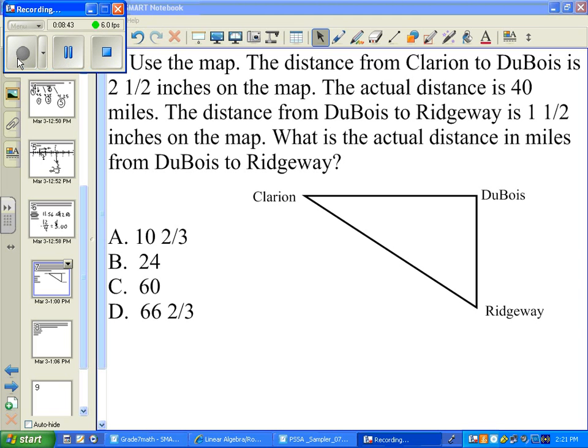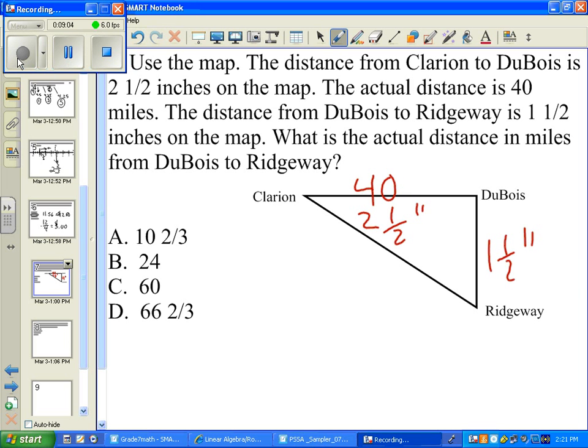I was having trouble, I had to reorient the board. From Clarion to Du Bois, we're told it's 40 miles. And we're also told that this distance on the map is 2.5 inches. We're told that from Du Bois to Ridgeway is, on the map, 1.5 inches. We want to find out what the distance is from Du Bois to Ridgeway, and we want it in miles, the actual mile from Du Bois to Ridgeway.